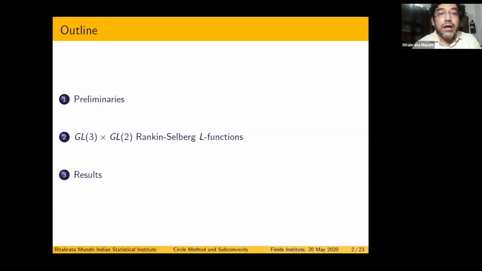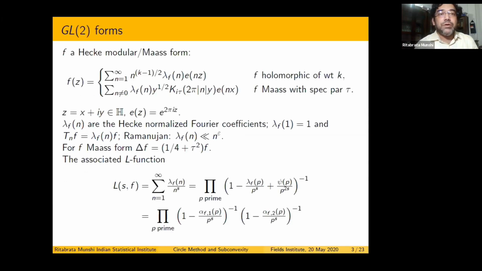Okay, so let me start by recalling what GL2 forms are. f is a Hecke modular form or Maass form. There are two different types of forms for GL2. One is holomorphic, called modular forms, and one is real analytic, called Maass forms. If f(z) is holomorphic, then it will have a Fourier expansion like this: n to the power (k-1)/2, lambda_f(n) e(nz). And here e(z) for us is e to the power 2 pi i z. This is the standard notation in analytic number theory.